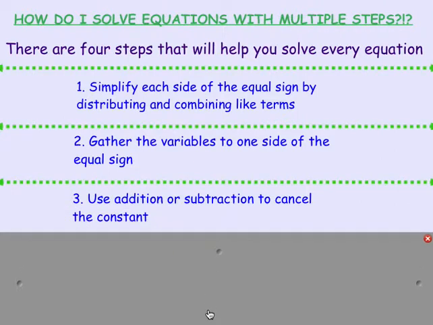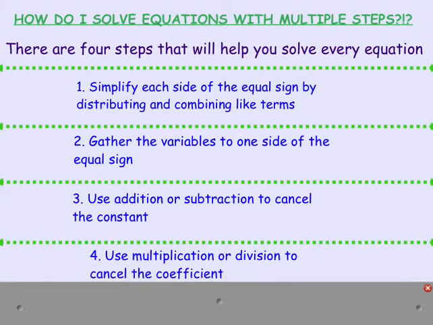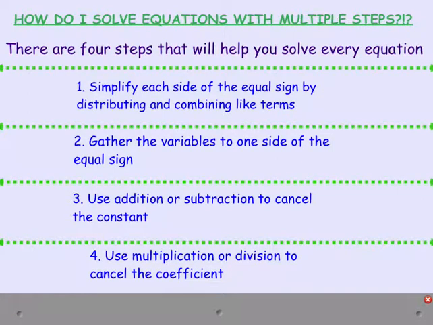If I'm going too fast, remember that you can always pause the video to make sure that you can get it all written down. The next thing you're going to do is use addition or subtraction to cancel the constant. So you want to bring that constant, that thing that's just a number, over to the other side. And finally, use multiplication or division to cancel the coefficient. The coefficient is the number that's being multiplied outside of the letter. Okay, so let's put this into practice.